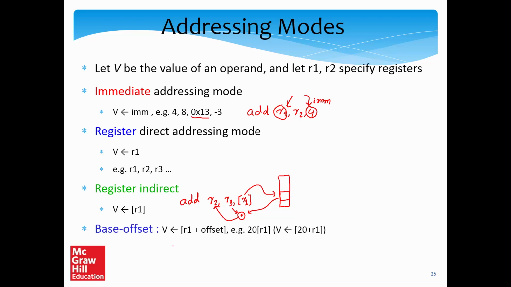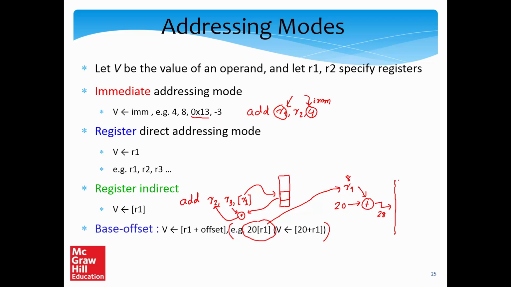Similarly, we can slightly extend this to create the base offset addressing mode. Let's consider an example and then explain the theory part of it. Let's consider this operand over here, which is using the base offset addressing mode. What this basically says is that we take the contents of R1, and then we add it with the constant here, 20. Assume that the contents of R1 were 8. So we add 8 and 20 and we get 28.